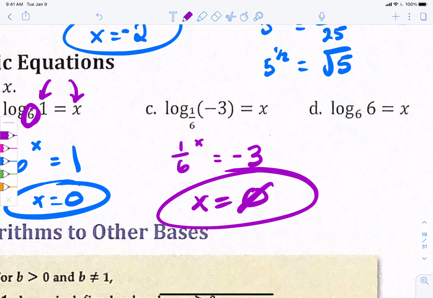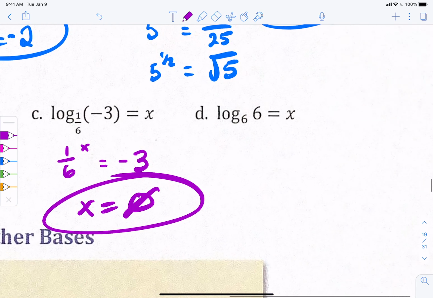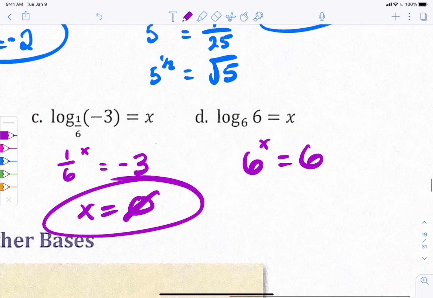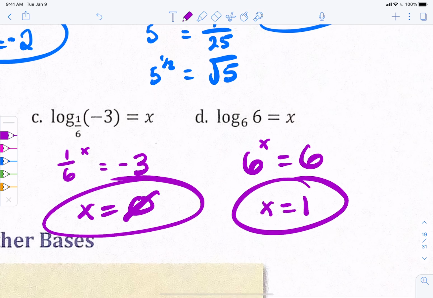Okay? This one, 6 to the x power equals 6. Is the next one 1? Yes, it is. Okay? Happy with that? Good. Beautiful.